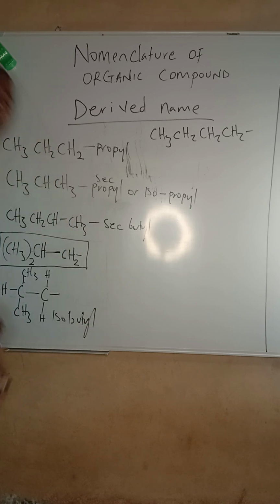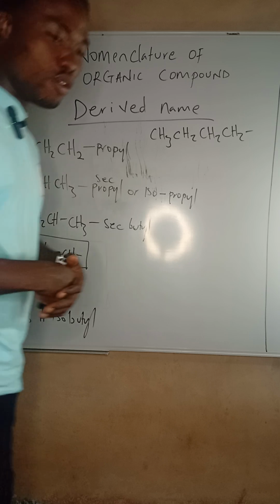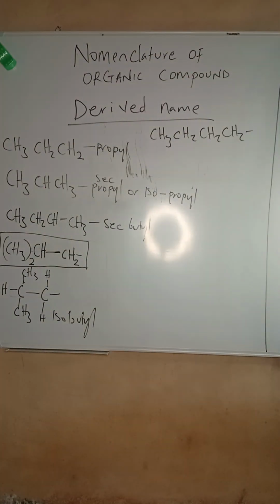So sometimes derived names can be very, very tricky. So you have to be clever about it, especially the ones that have to do with alkyl groups. But if you're following this channel and you watch this video one or two times, you're going to get it really, really quick.